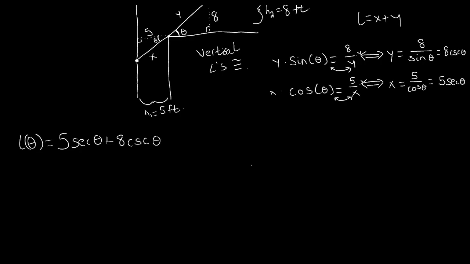So let's take the derivative of this function. So we have the derivative of L with respect to theta. What we're going to get is that the derivative of secant theta is simply secant theta tangent theta. And then similarly, the derivative of cosecant theta is negative cosecant theta cotangent theta. That's why I changed the sign to a negative. So we have negative 8 cosecant theta cotangent theta. And this is our derivative function here.